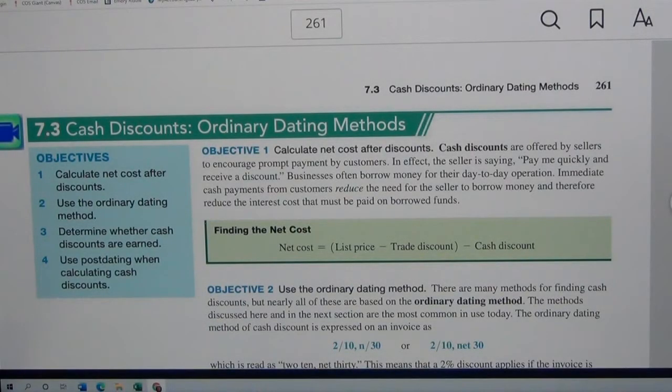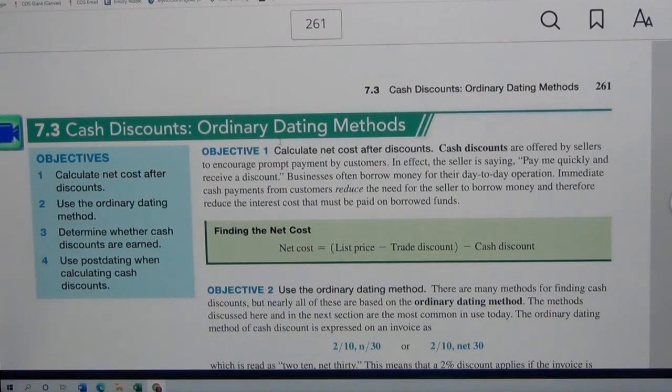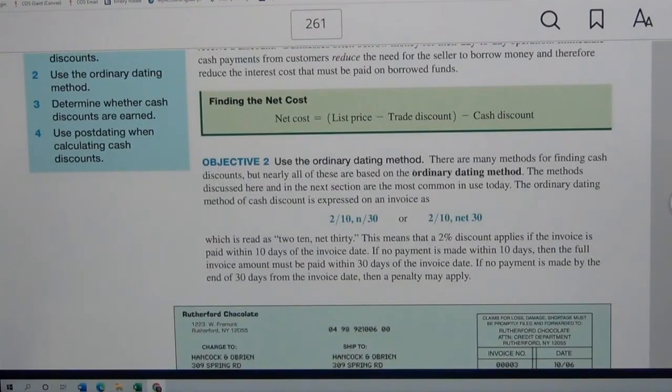So moving on to 7.3, we're going to talk about dating methods, specifically ordinary dating methods. So far what we've been talking about are trade discounts, but now we're also going to be looking, like I mentioned at the very beginning of this video, at cash discounts as well. Cash discounts are really a function of how long it takes you to pay the bill. If you can pay it pretty fast, then companies like to offer discounts with that.